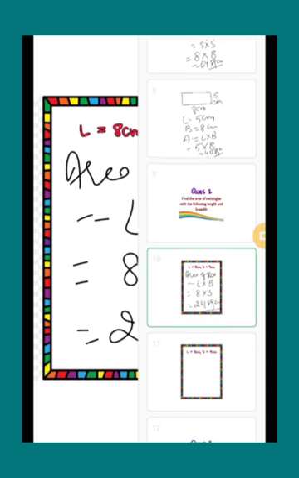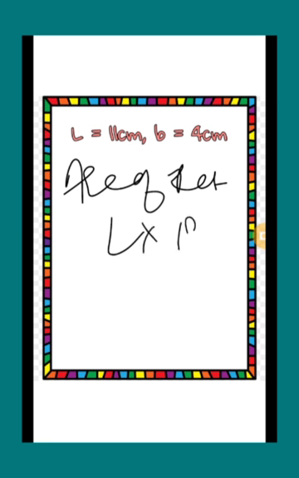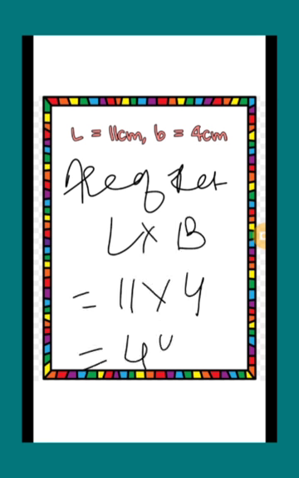See next part. And this length is 11 cm and breadth is 4 cm. So area of rectangle is equal to length multiply breadth, which is equal to 11 multiply 4. 11 4s are 44 square centimeter.